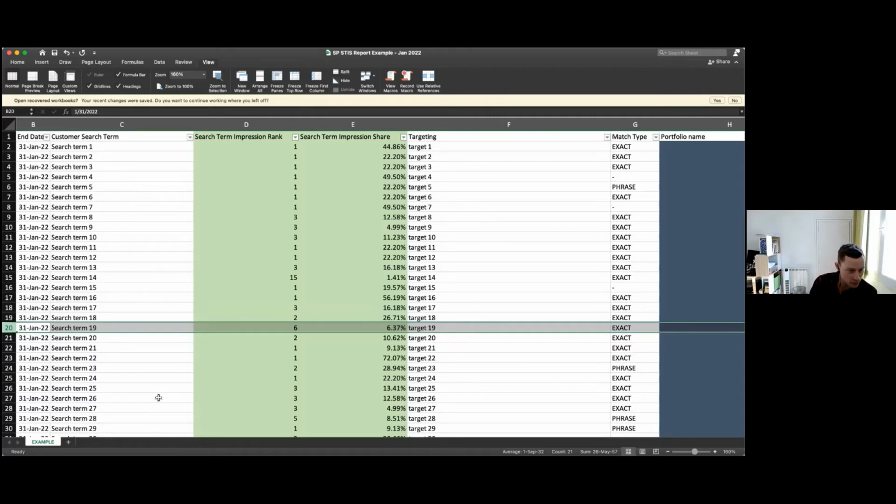So, search term number 19, I have changed the name here, but we're number 6 for search term impression rank, which means we're in the top 10. We're getting a slice of the market for sure, but our impression share is about 6.5%. If I saw that for a keyword that was really pivotal for a launch, I would want to continue to increase it. And then something like ACoS might not be our top consideration there.